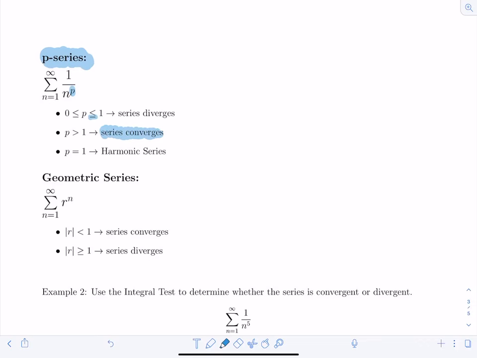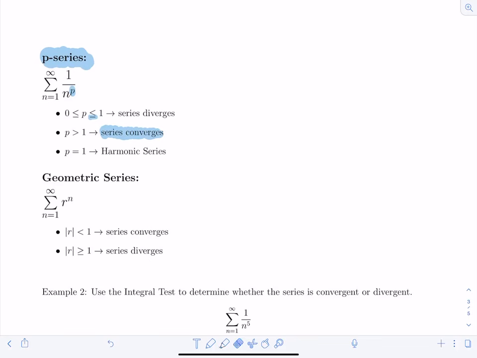What that means is when p is greater than 1, that's causing the denominator to grow faster, so the series is shrinking fast enough in order to converge as an infinite sum. And if p equals 1, it's the harmonic series. So from here on out, most of the time, as long as you just identify that a sum is a p series, you don't have to go through any testing in order to justify whether it converges or diverges.